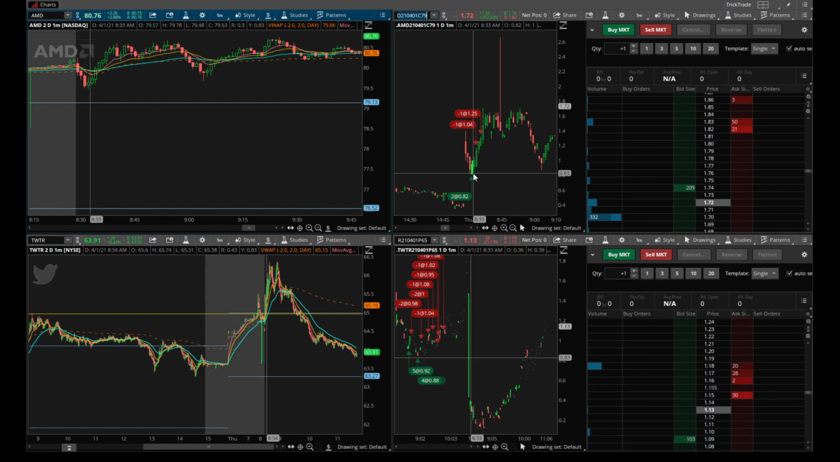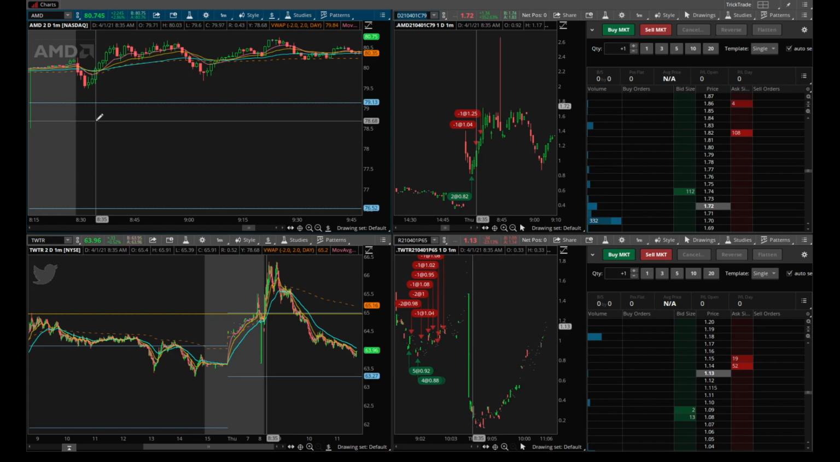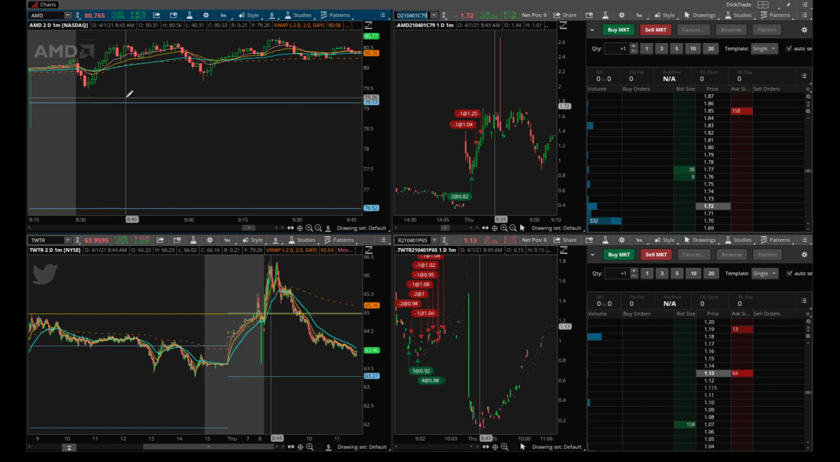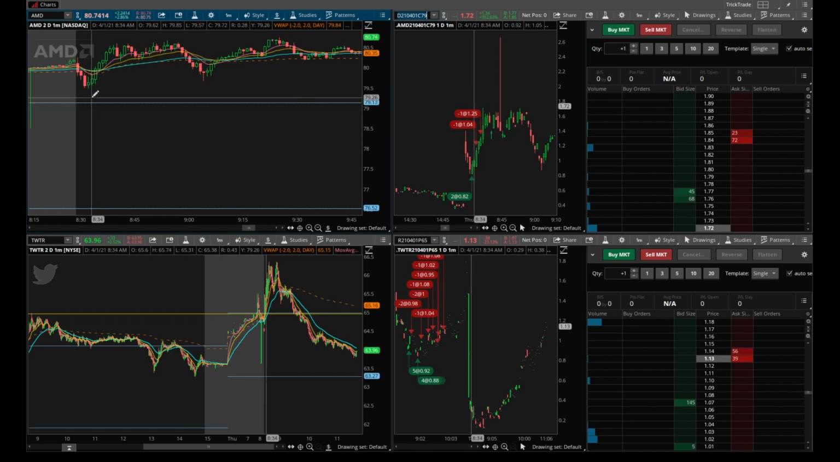So I grabbed a couple of contracts there. This was really a starter position. My intention was to actually trade it a bit lower and build a larger position into a lower level that we had at 79.13, right here, a high of day from yesterday. But it didn't get down there.